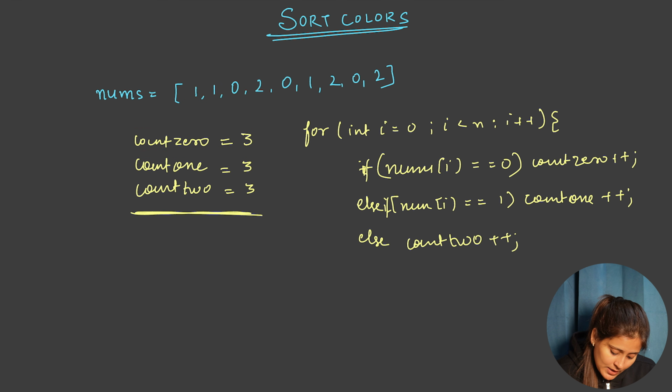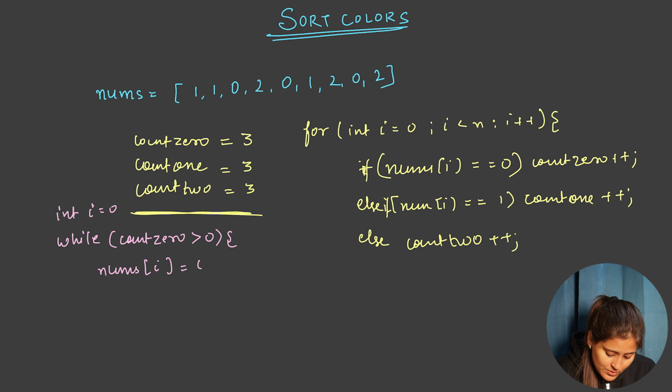Okay, so we will run the while loop while what? Count 0 is greater than 0. Okay, now our task is to override the nums of I. So now for I also we have to run this int I is equal to 0. So nums of I is equal to 0. We have overwritten this.